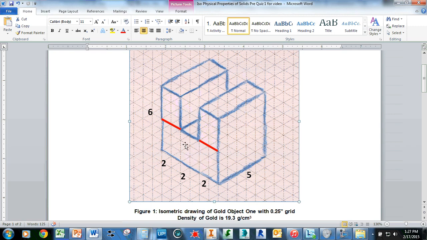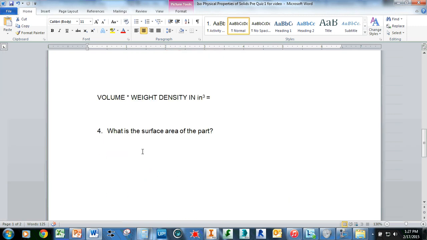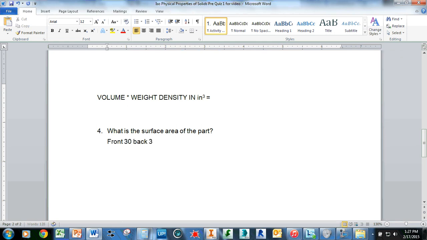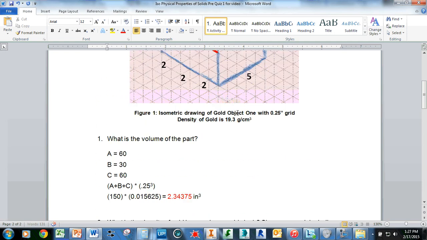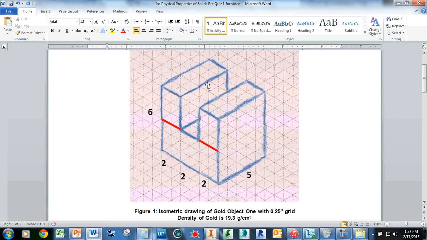The front and the back are going to be the same. So I can come down here and I can say front is 30 and the back is 30. Add both those together, that comes out to 60 for the front and the back. Come back up here again. Let's do our top and our bottom because those will be the easier ones to do.